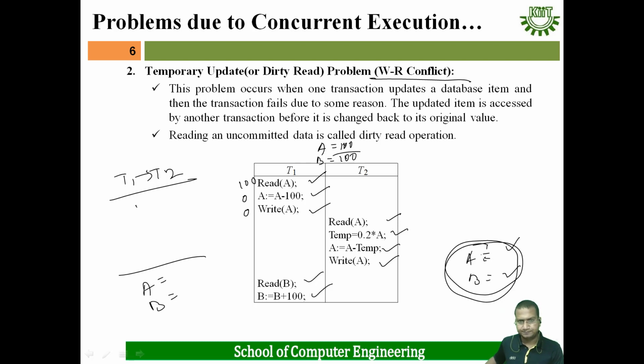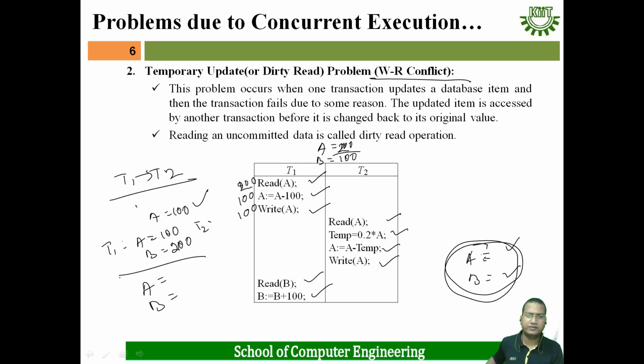Then suppose we take the A value to be 200 and the B value to be 100. The A value is 200, then A minus 100, so the A value will be 100. It will write the value of A as 100. Then read B, the B value is 100, then it will update B is equal to B plus 100. That means the B value will be 200. So after execution of transaction T1, the A value will be 100 and the B value will be 200.